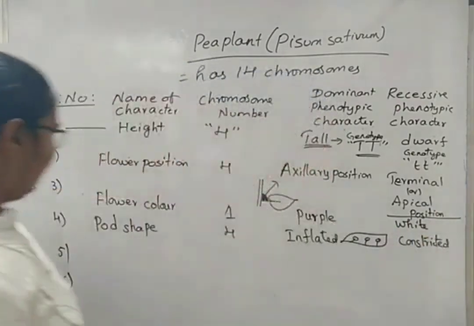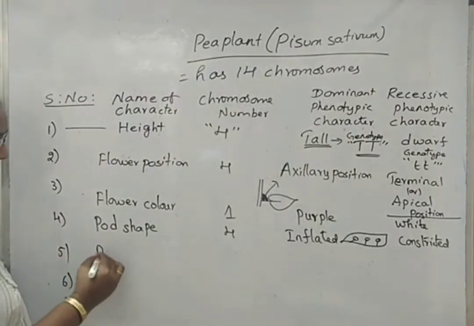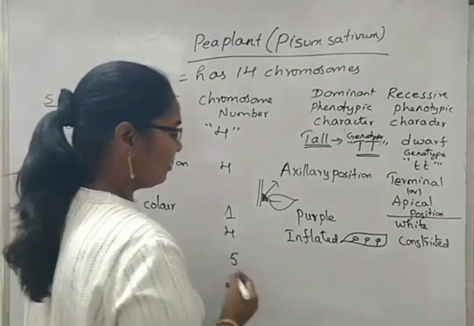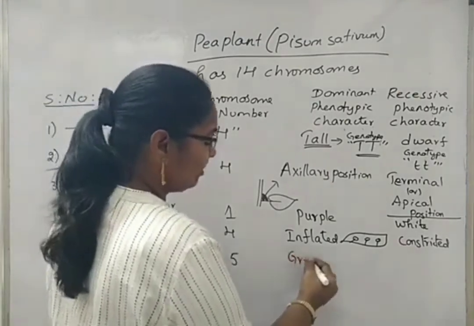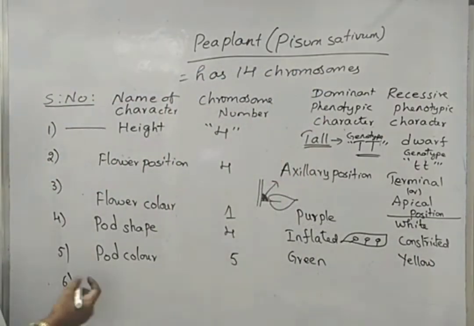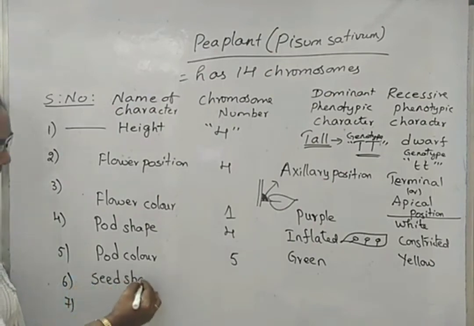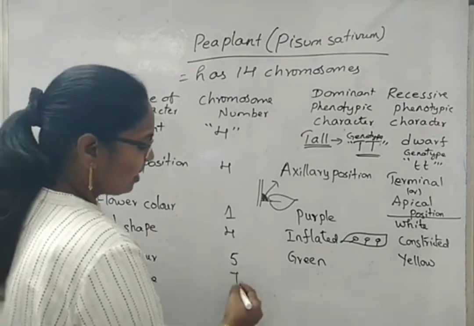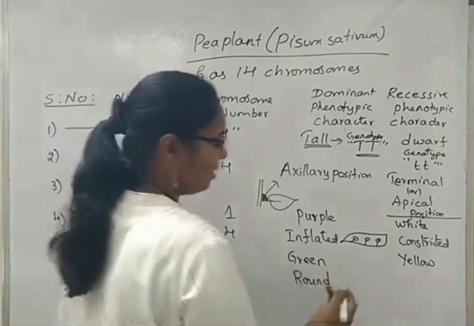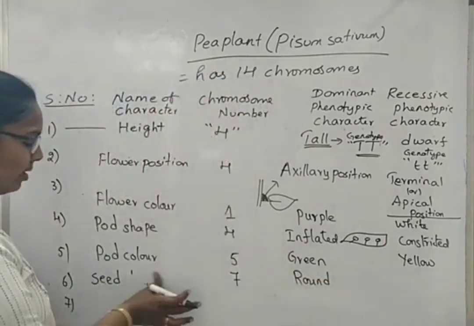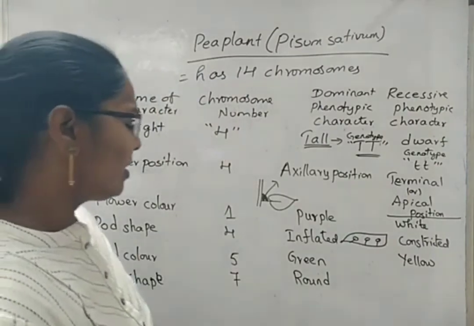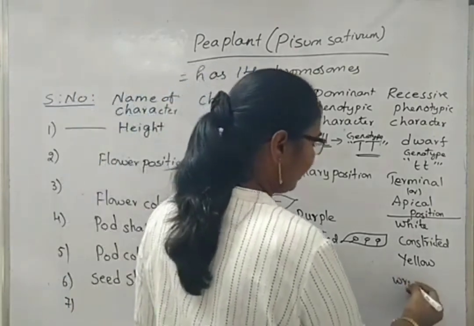Constricted. Next, fifth one is pod color. Pod color is also decided by chromosome number 5. Here the dominant color is green. Recessive one is yellow. Next one, seed shape. It is decided by chromosome number 7 out of 14. Seed shape, dominant one is round shape of the seed. We can also use a term like seed cotyledon. We will write seed shape simply, because finally cotyledon shape decides the seed shape. Here it is wrinkled.